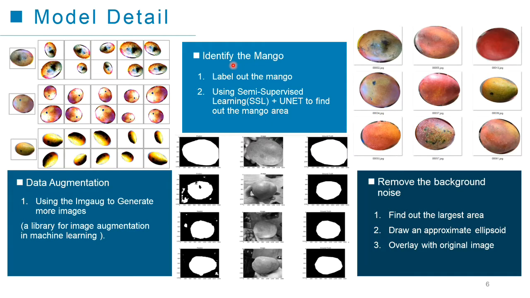And second, we want to identify the Mango areas. So we decided to use semi-supervised learning, and we label the Mango by hand and put the images into the UNet to find the Mango area, and this is the result. There is some noise on the label because the background might cause this problem. So we try to fix the problem by finding the largest contour, because the largest contour is usually the Mango area, and then we fit the area with an ellipse to circle out the Mango.